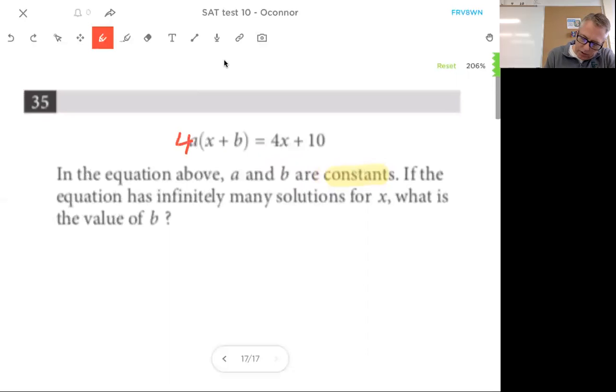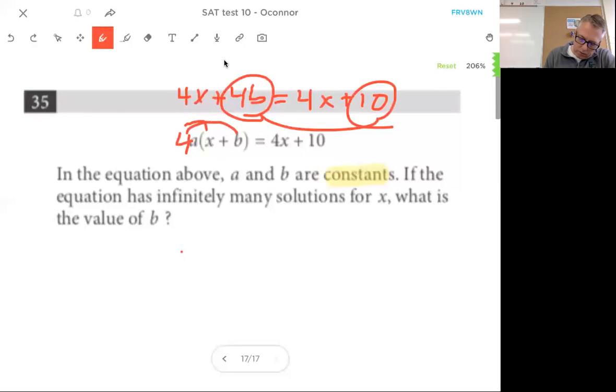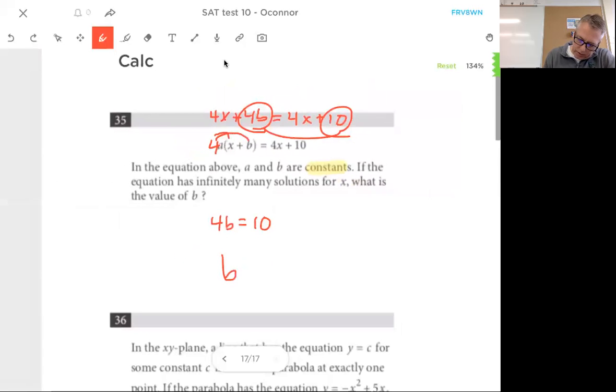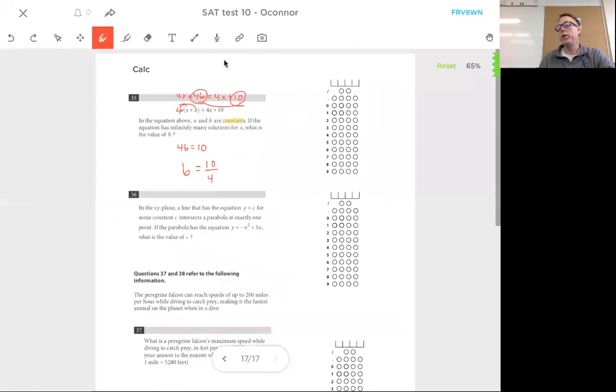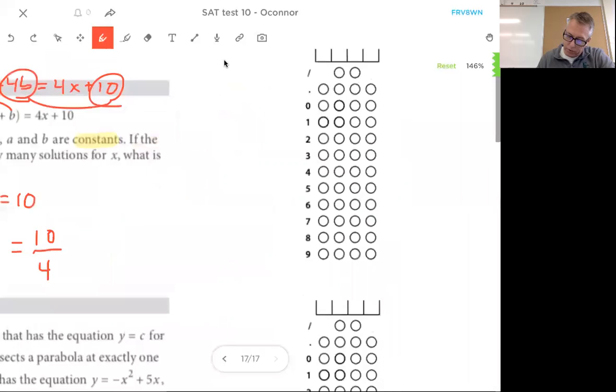Because then that would give me 4x plus 4b equals the right side, right? 4x plus 10. And so now I'm trying to solve for b. So I set this equal to this. 4b is equal to 10. So b is 10 over 4. Now you should reduce that if you're going to write it as a fraction. So it will be 5 over 2.